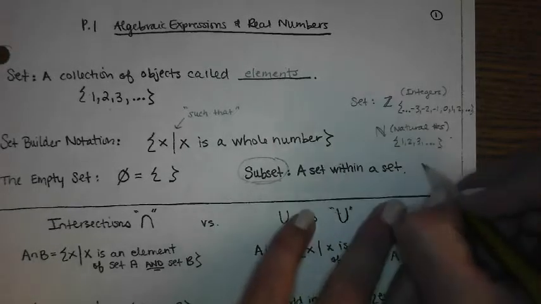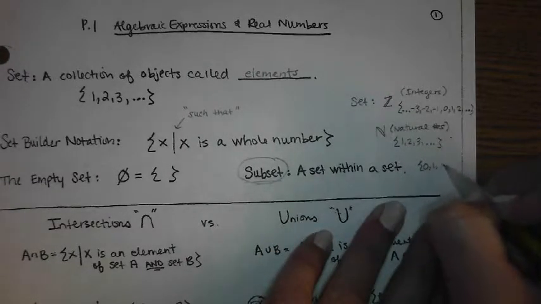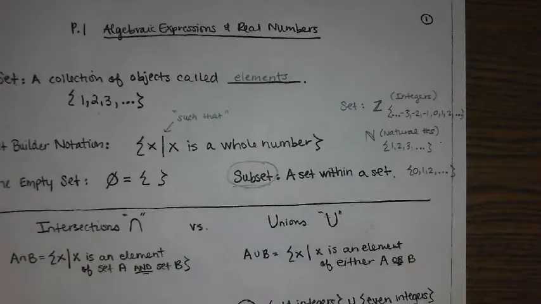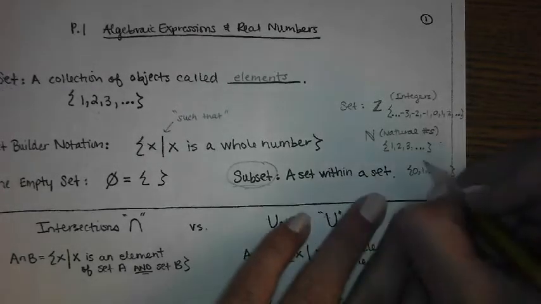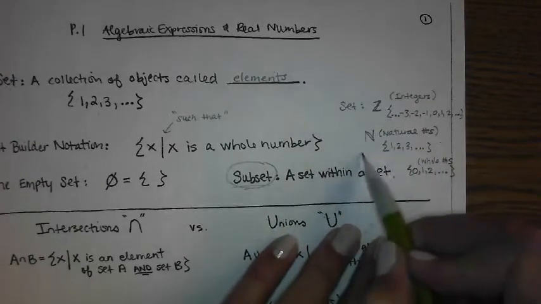There is a name for 0, 1, 2. If you start with 0, there's a different name for that. What'd you say? Whole numbers. Very good. Whole numbers. I'm going to do this to separate.